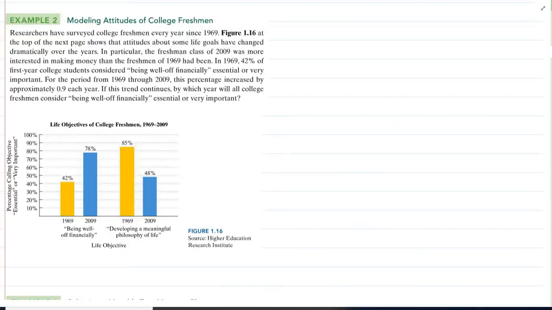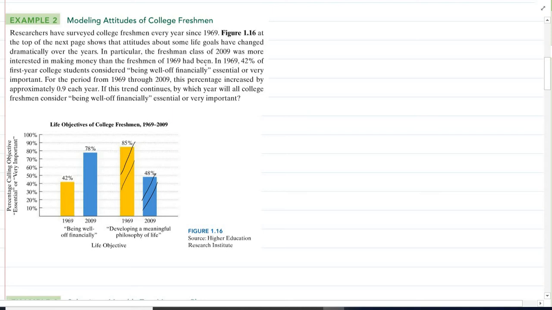Example 2 is a very long question. Let's break it down. If you look at this graph, in this case, we don't care about that part. The most important part is the period from 1969 through 2009. So here we have 1969 to 2009, right? This percentage increased by approximately 0.9 each year.